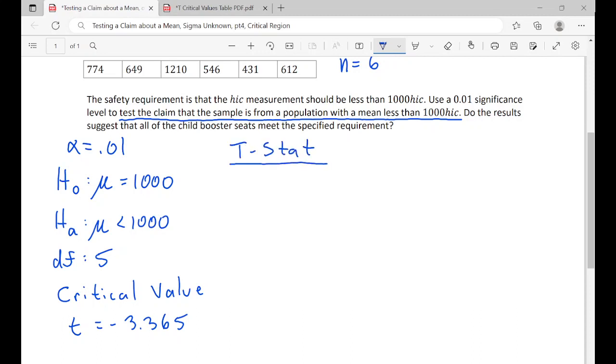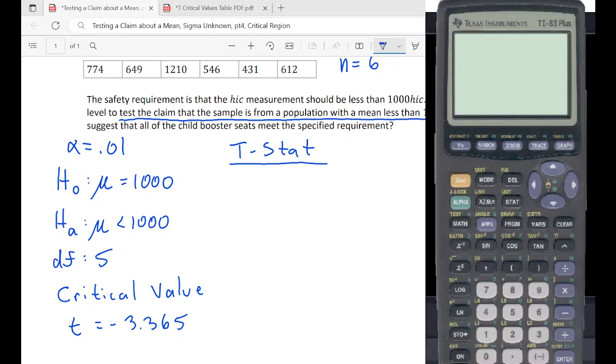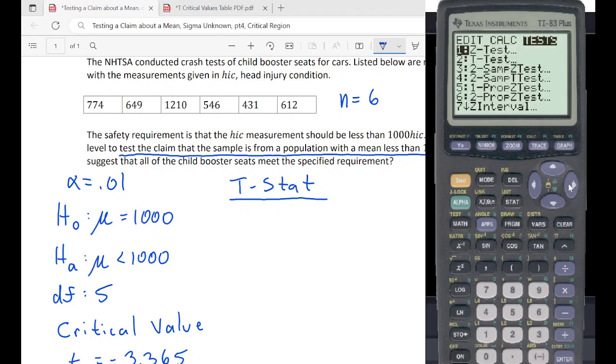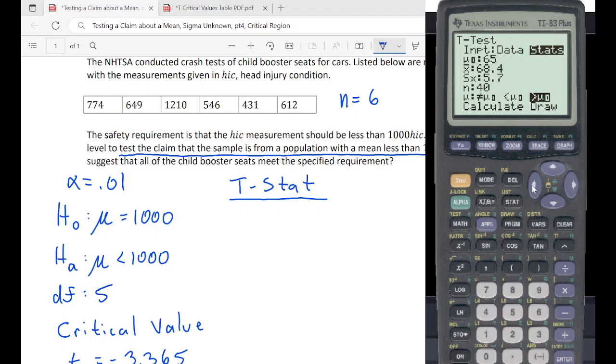And now we've got to find our test statistic, our t-stat. We're going to do that using the calculator. Seeing as we have a bunch of data points, we're going to plug these into a list. So we're going to go to stat and one, edit, and key in our 6 values, which I already have earlier. Make sure they're typed in correctly. Once they're all typed in, you're going to go to stat, over to tests, and we're going to do t-test. And now we're going to select data because we have a bunch of data.